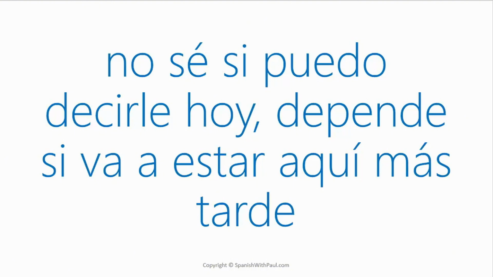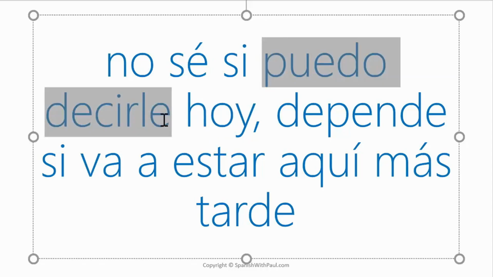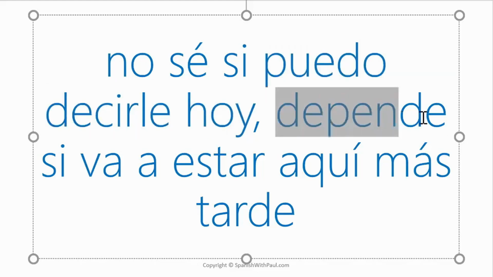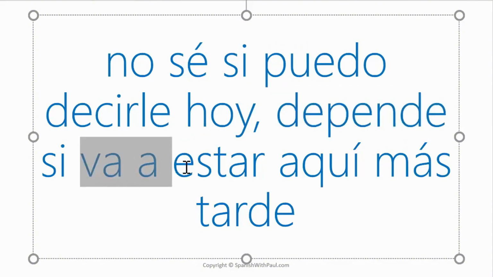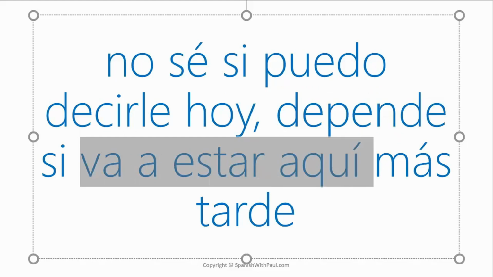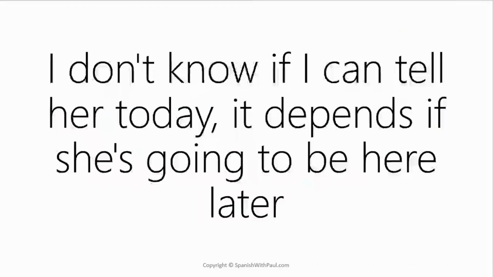Now let's isolate what's going on here. First of all, we have modal verb structure. No sé, I don't know if I can tell her. This is the modal verb structure. Si puedo decirle hoy. Then we have present tense. It depends. Depende. Followed by more modal verb structure. Si va a estar aquí más tarde. So again, we have a sophisticated sentence by combining both elements together.